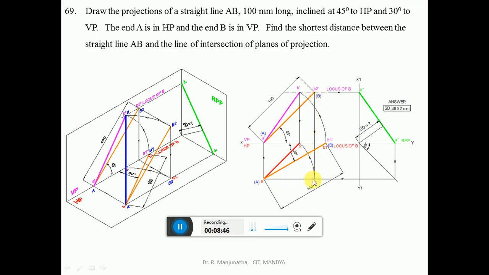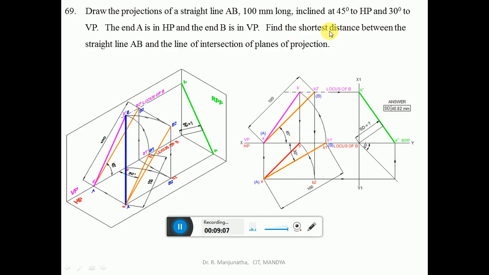Both A and B2 are in front of VP by the same distance. With A as center, take the radius of AB2, then draw an arc such that B is going to be on VP. Then join A and B with a dark line, which is going to be the top view. Then join B and B dash; both are going to lie on the same line.